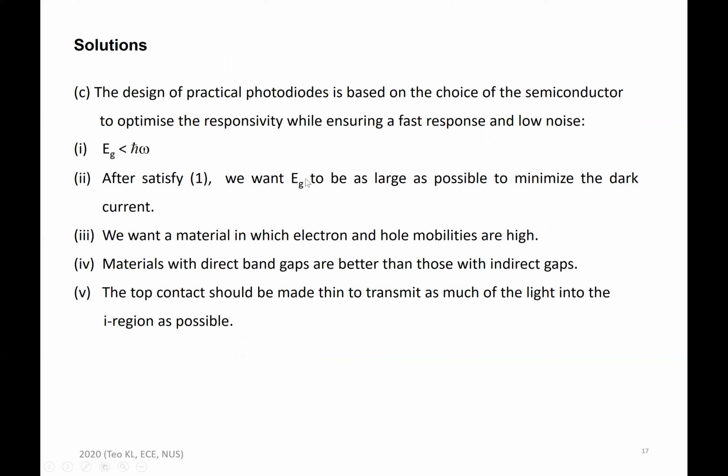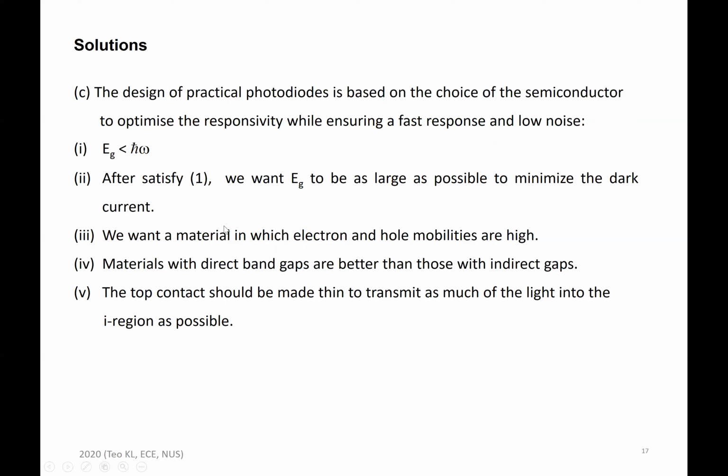Then we want the band gap to be as large as possible, while still being less than the incoming photon energy. And to have a large band gap, the reason is, as I said, we need to minimize the dark current. So with a small band gap, it's easy to generate electron-hole pairs even when there's no photon, because of the temperature. So you have thermal energy that easily breaks the bond and generates an electron-hole pair.